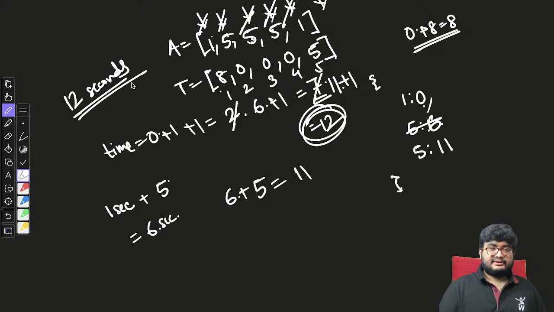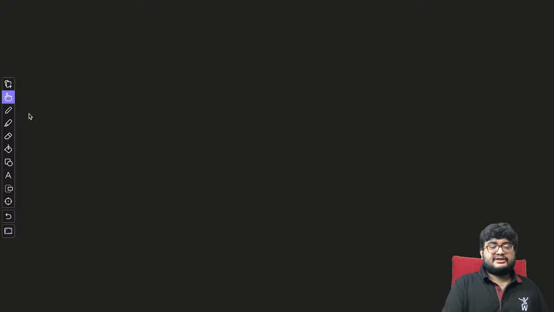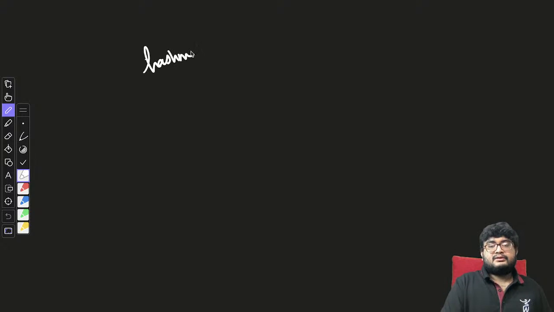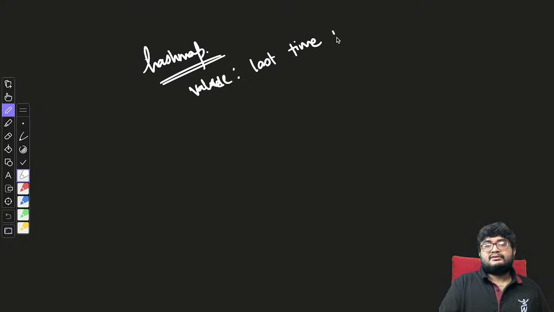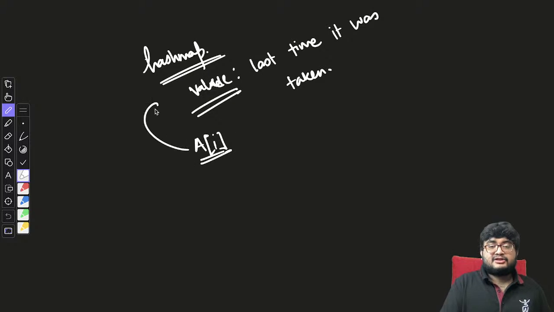Make sense? So how do we solve this problem? Pretty simple. We'll just maintain a map, a hash map, right? What will this hash map contain? It will contain the value with the last time it was taken. We'll maintain this, right? When was the last time this value was taken? And at every element A of I, we will check if it is already taken.